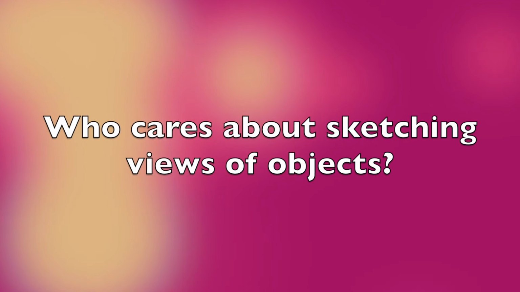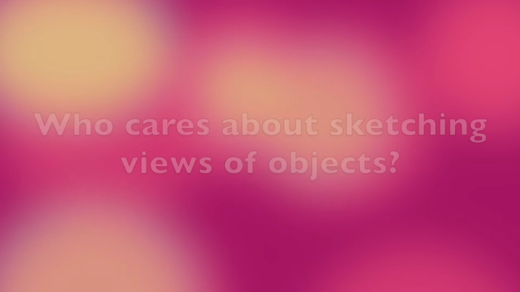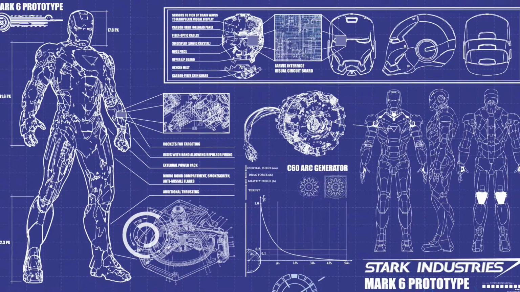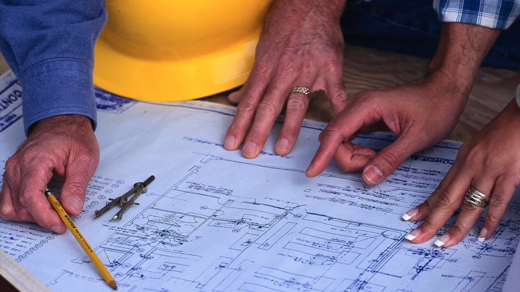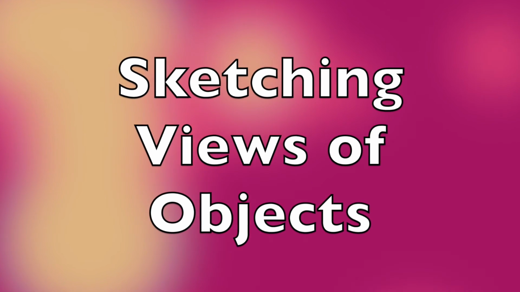So you might be thinking, who cares about sketching views of objects? Well, not only is it healthy for the spatial reasoning of your brain to think in such ways, it's also utilized in anything related to blueprints or drafting drawings. This includes such things as construction sites, building houses, skyscrapers, etc. So that's sketching views of objects.